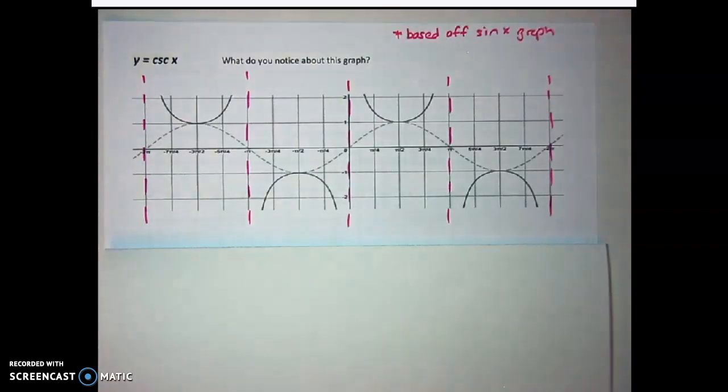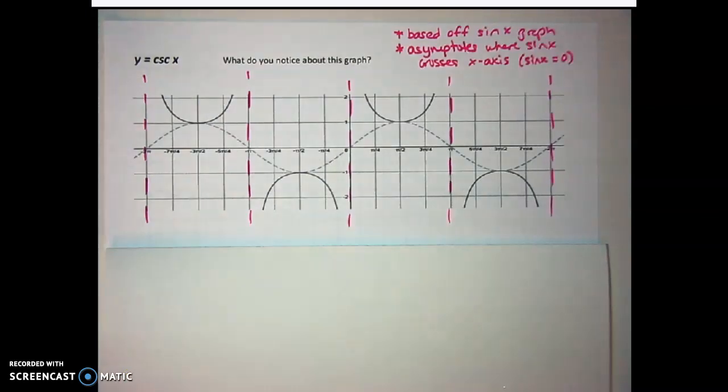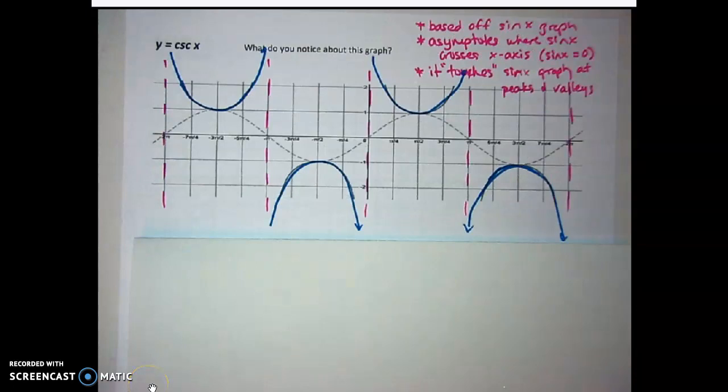Hopefully one of the things you noticed is that dashed graph. The cosecant graph is based off of the sine graph because it is 1 over sine, so that dashed graph is the sine of x graph. There are also asymptotes where the sine of x graph crosses the x-axis. If you think about this again, the cosecant is 1 over the sine, and where it crosses the x-axis, the sine is 0, so it's going to be undefined there. And then finally, the cosecant graph touches the sine graph at its peaks and valleys, and then continues to use those asymptotes to guide how it extends upward or downward.